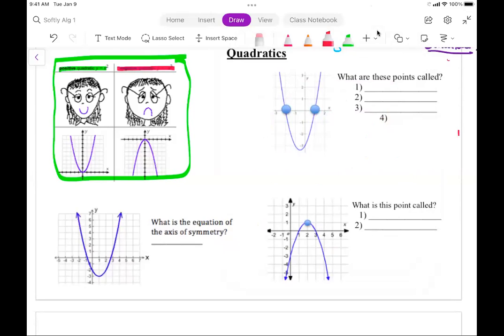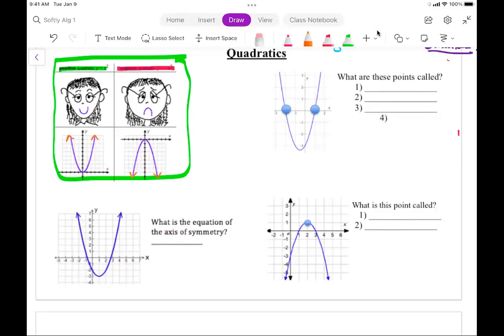Notice the positive looks like a smiley face. It's happy and it's going up and it has arrows. The negative one is like a frowny face. It's flipped over the x-axis and it's pointed down.